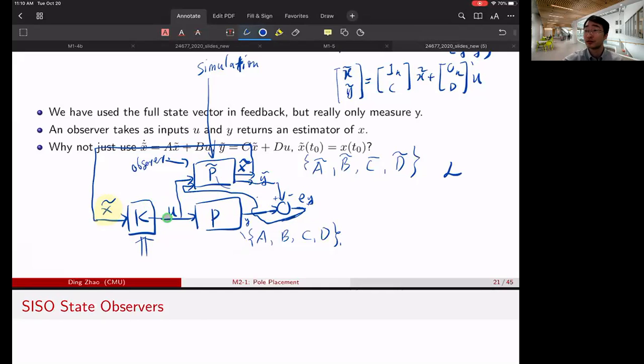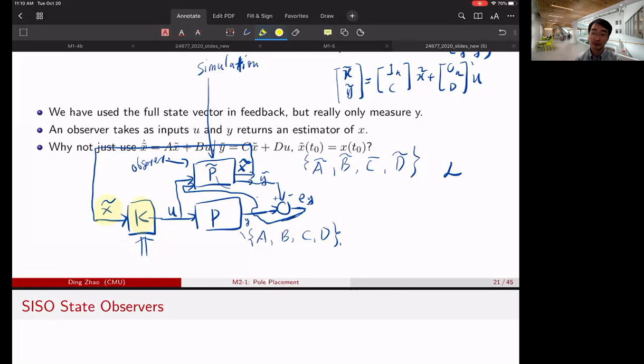And here you have an L to control how fast you want the feedback for the observer to be. Any questions? Feel free to ask.